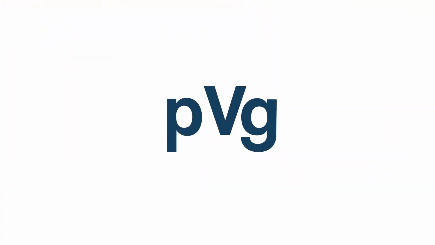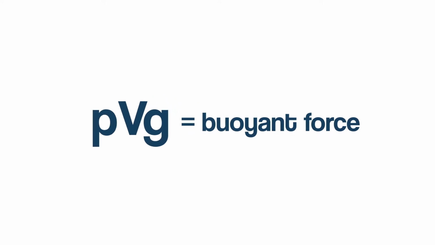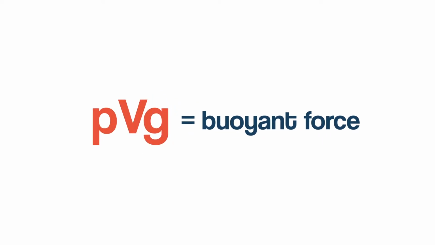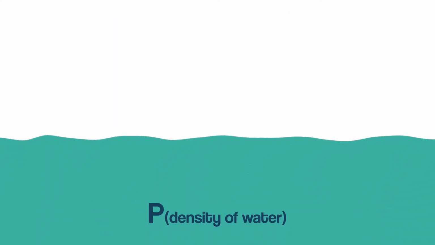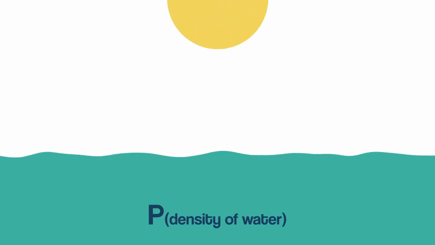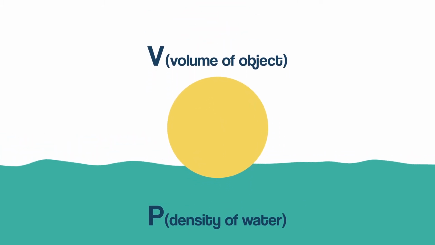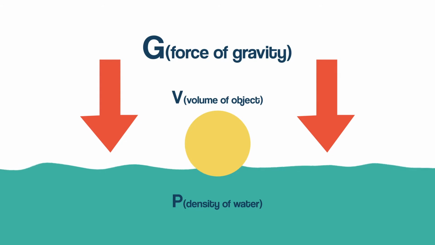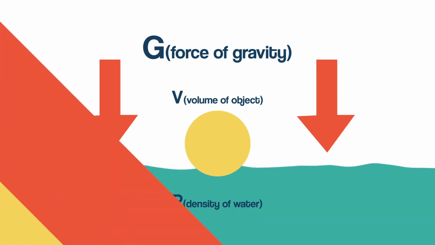We use the formula PVG to calculate buoyancy. PVG is calculated by multiplying P, the density of the fluid the object is submerged in, V, the submerged volume of the object, and G, the force of gravity. We wanted to check if the density of the fluid, the object, and the force of gravity stay constant, whether the volume of the container would be the primary cause of the container and the coins sinking.